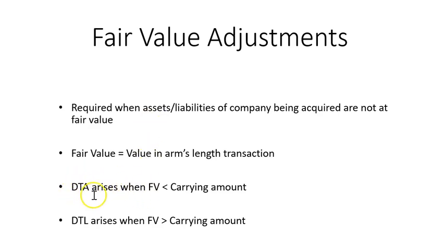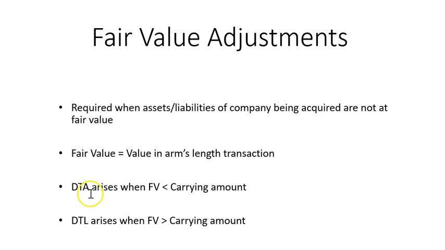So a deferred tax asset arises when the fair value is less than the carrying amount, and a deferred tax liability arises when the fair value is larger than the carrying amount. So the reason for this, say, we'll consider deferred tax liability. If the fair value is larger than the carrying amount, then if you were to sell that asset, the subsidiary would make a gain. Obviously, that gain would be taxed. And because you haven't actually sold the asset, you don't have to pay the tax now, but it will be deferred to a later period when you actually do sell the asset.